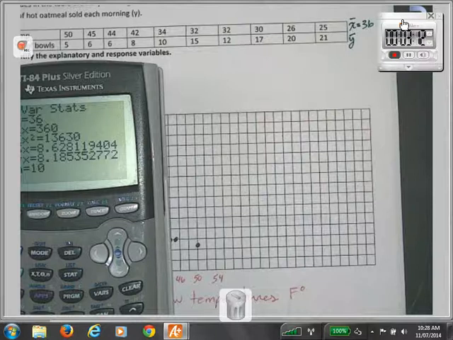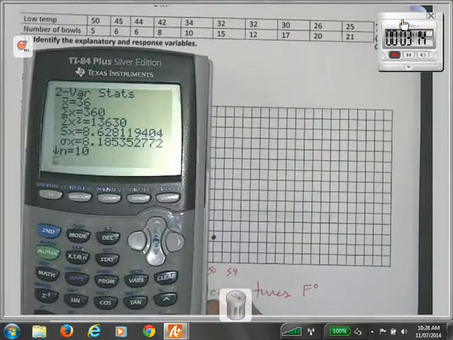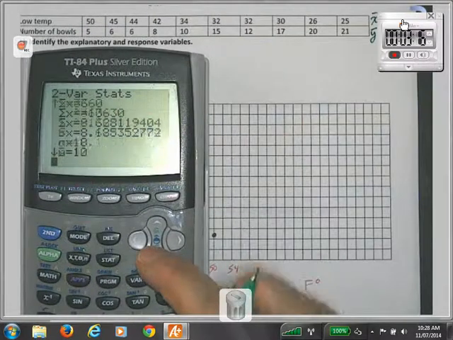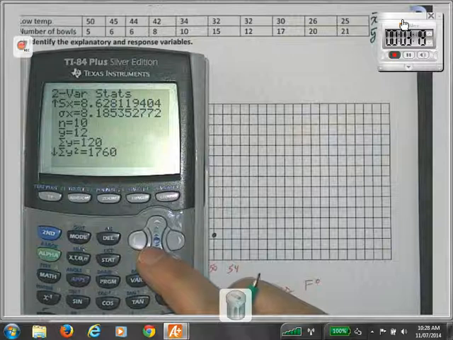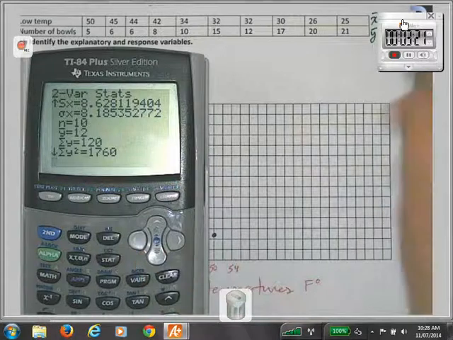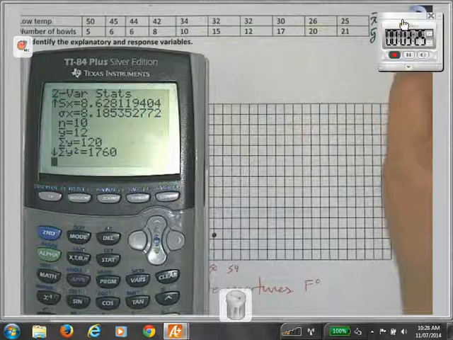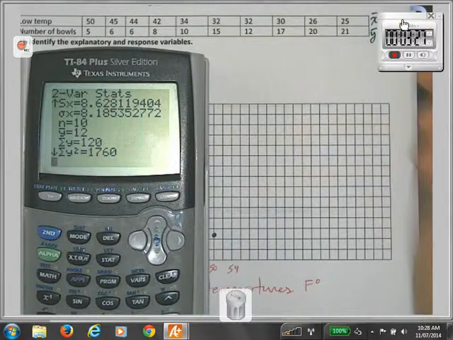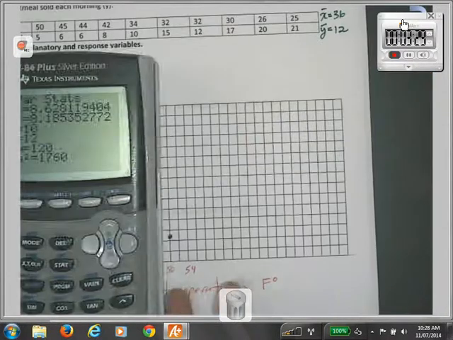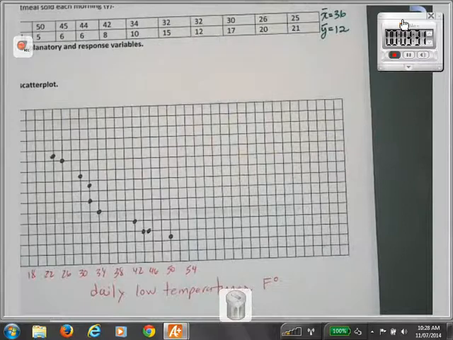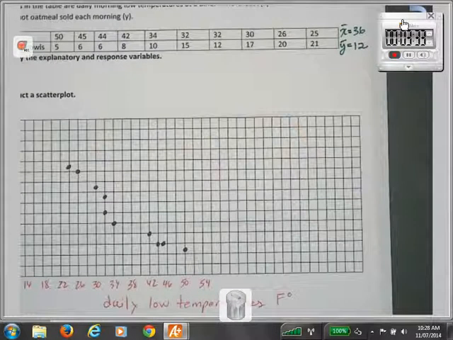Y bar. I'm going to arrow down, and you'll see all of it. Okay, there's y bar. And y bar is the average of the y's, and that's 12. Okay, so x bar, y bar.